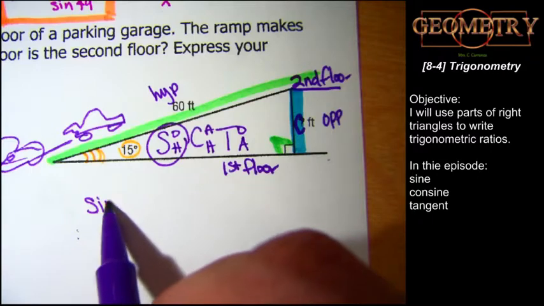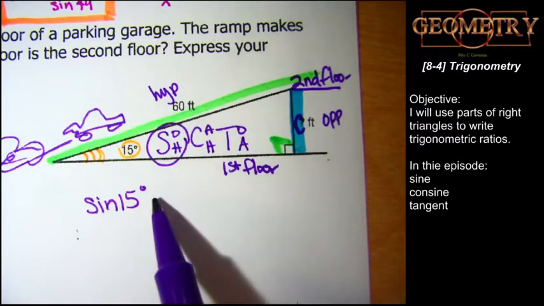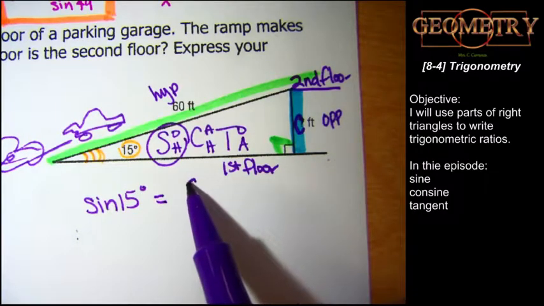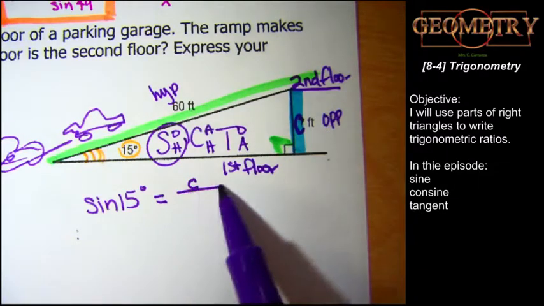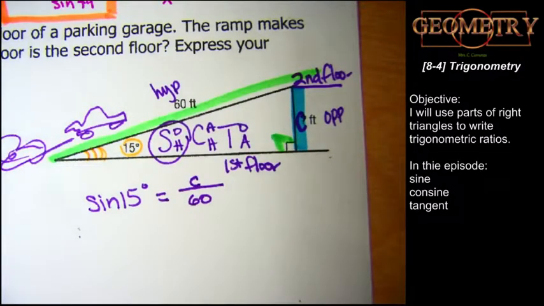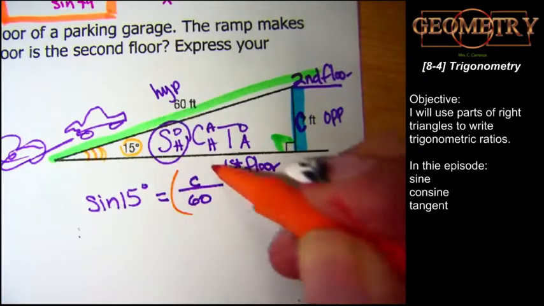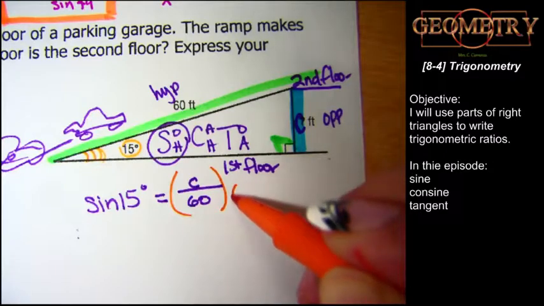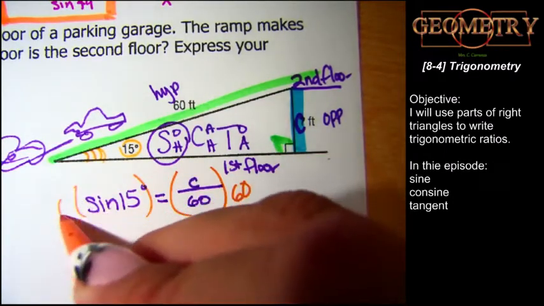So the sine of 15 degrees is equal to the length of the side opposite divided by the hypotenuse of my right triangle. The distance I'm interested in knowing is represented by the letter C, so I need to solve for C. This is an equation. Yes, it's a trigonometric equation, but it has a fraction. How do you get rid of fractions in an equation? Multiply by the denominator. The denominator in this case is 60, so I'm going to multiply both sides by 60.